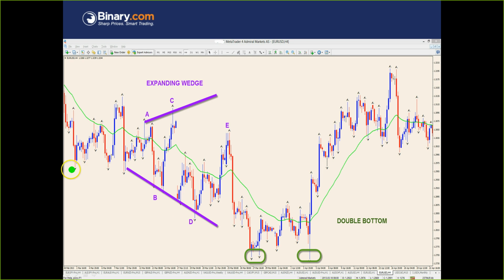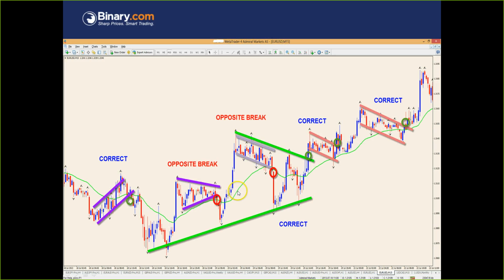We have all kinds of patterns. If you zoom in, this is looking like a triple bottom here. This is looking like a double top. Double top. Right? So you have various things to look at on most charts.